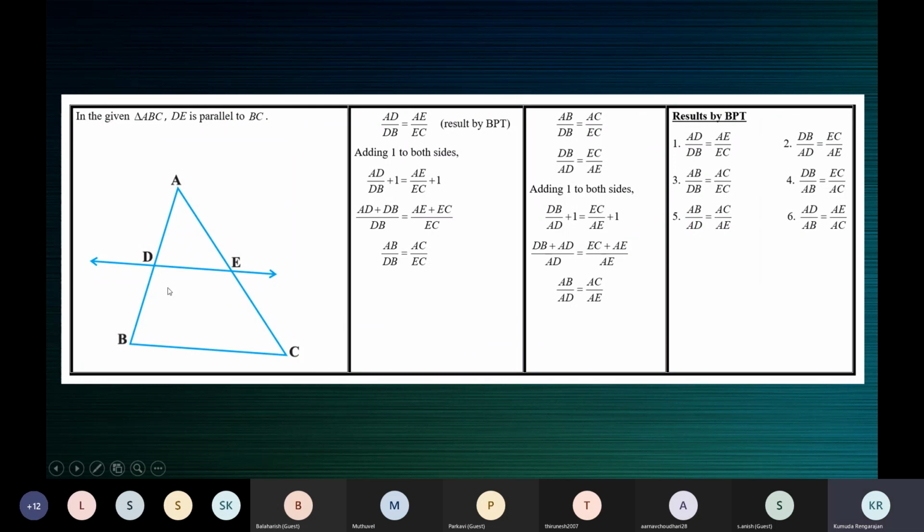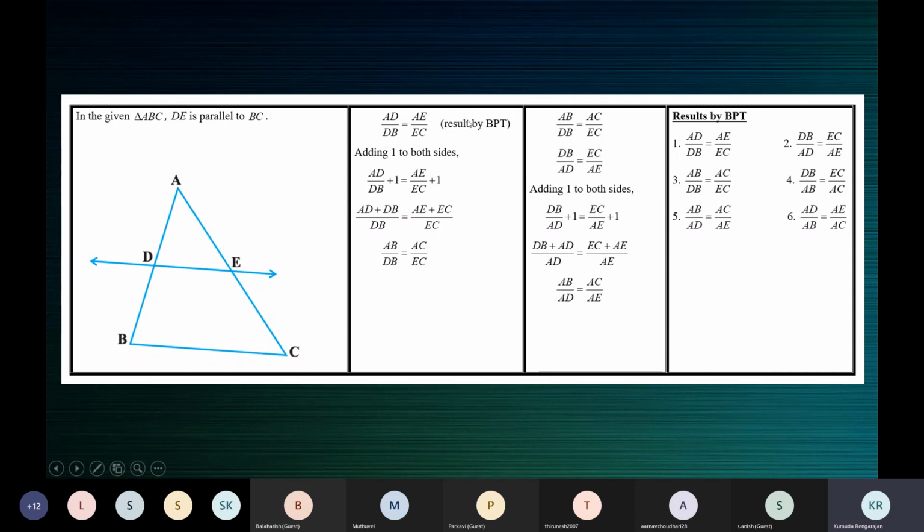So here in this figure, you're given this line DE is parallel to BC. In triangle ABC, DE is parallel to BC. So using the main result by BPT, you can get other results. We'll see what they are. So in this triangle ABC, we know that DE is parallel to BC. So by BPT, we have AD by DB is equal to AE by EC.